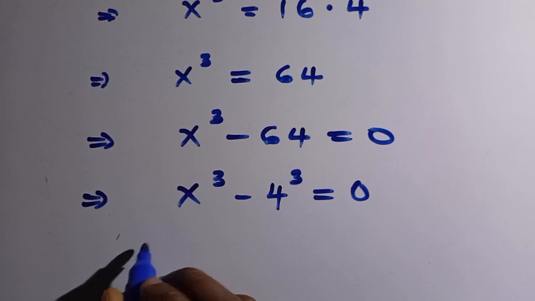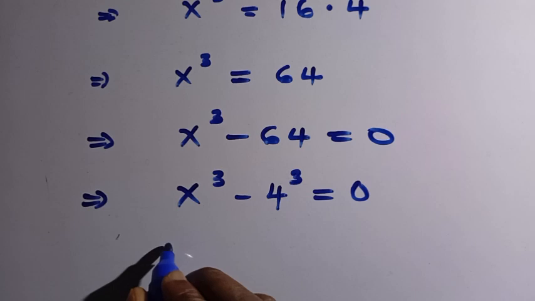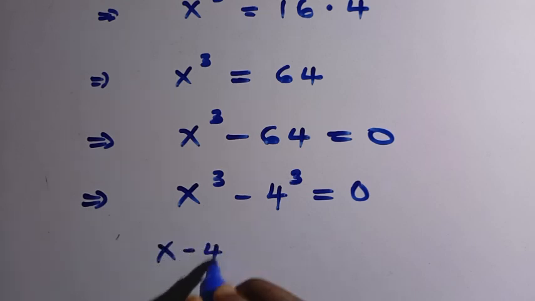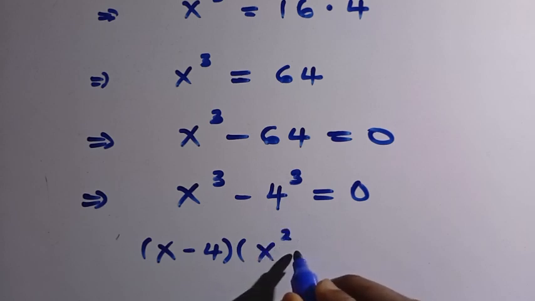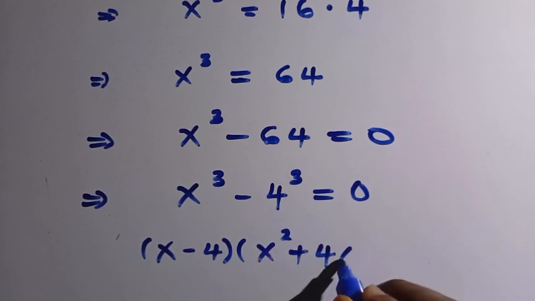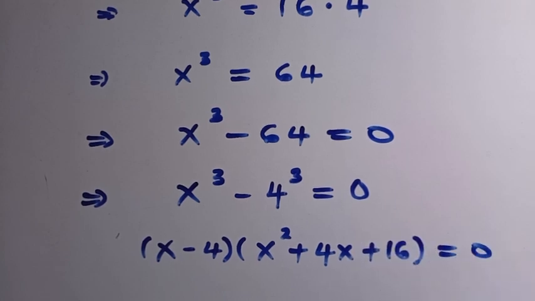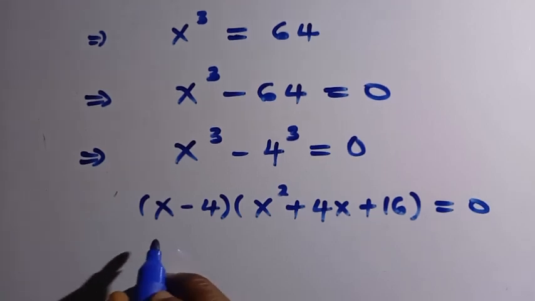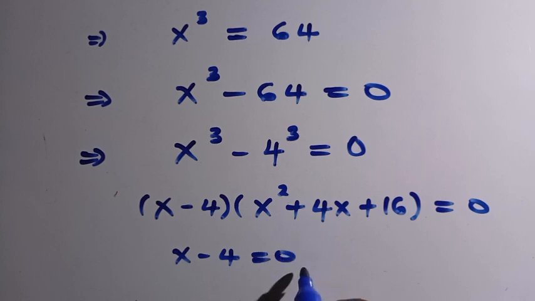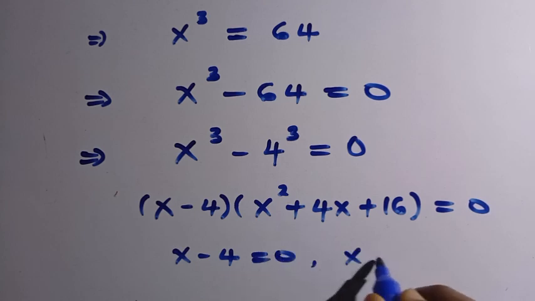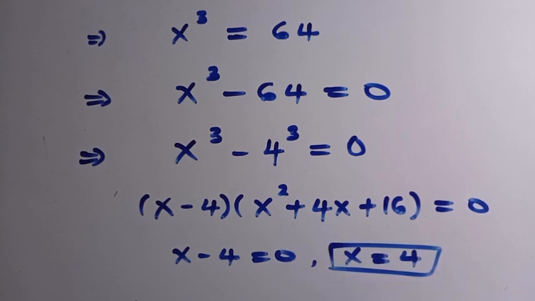And suppose we have x cubed minus 4 cubed, this follows the difference of two cubes, which you can write as x minus 4 multiplied by x squared plus 4x plus 16 equals 0. So having this, we let x minus 4 equals 0, and this implies that our x equals 4. So this is one of the solutions that satisfy this.